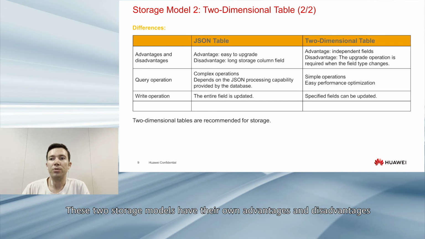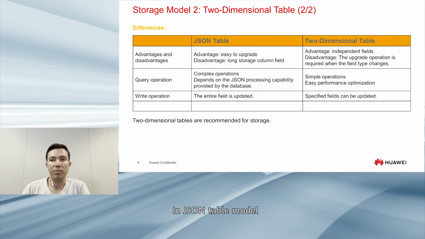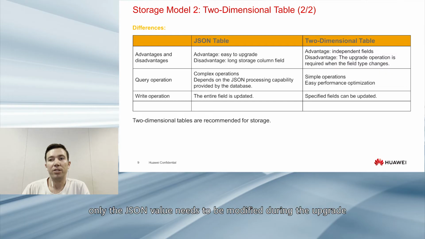These two storage models have their own advantages and disadvantages. In the JSON table model, the database structure does not need to be modified. Instead, only the JSON value needs to be modified during the upgrade, facilitating the Yang model upgrade. However, the disadvantage of this model is that table fields are too long.